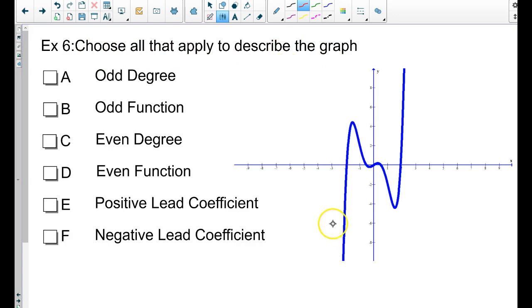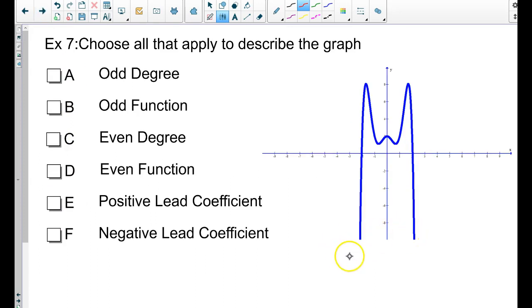Select all that apply. Well, we see that the ends are going in opposite directions. That means it has an odd first term. So that works. Does it look symmetric with respect to the origin? It does to me. Can't be an even degree. Can't be an even function. And we could see that you're rising to the right and falling to the left. That means it's a positive leading coefficient. And there you have your answer, A, B, and E.